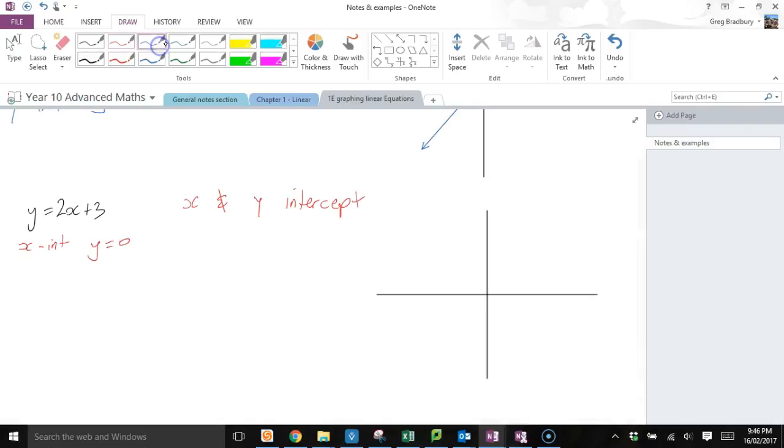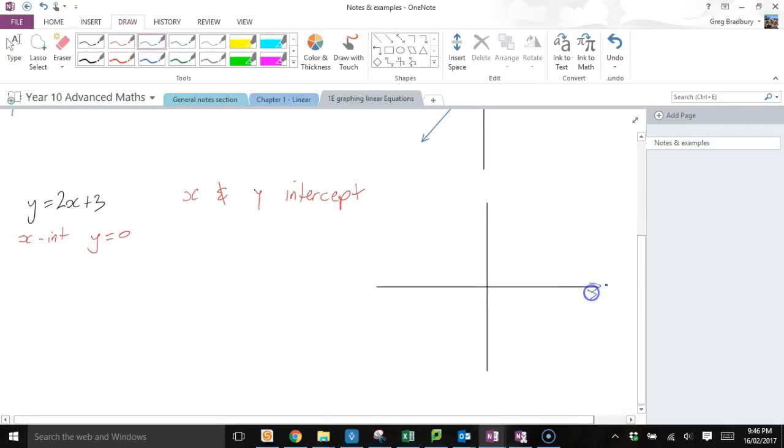So this is our x-axis, and again this is our y-axis. First of all we're going to find the x-intercept by making y equals 0. Substituting 0 for y, 0 equals 2x plus 3. Now we have an equation with one variable, so we can solve it by taking away 3 from both sides and then dividing by 2. In this case, our x value is going to be negative 3 over 2.